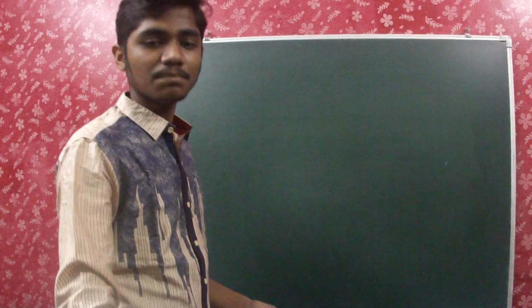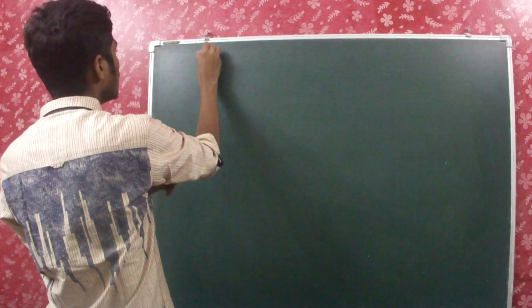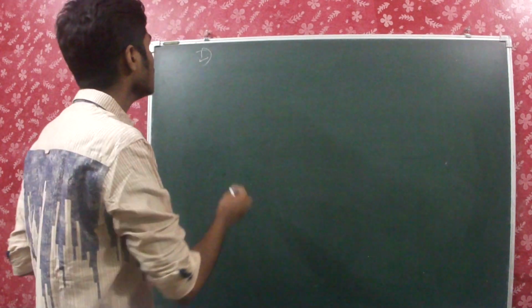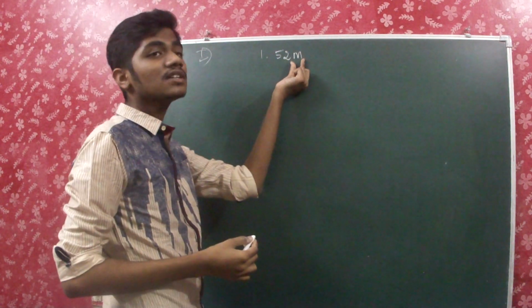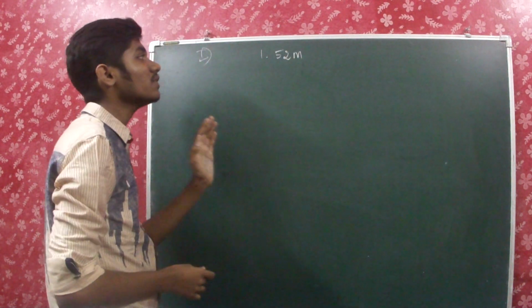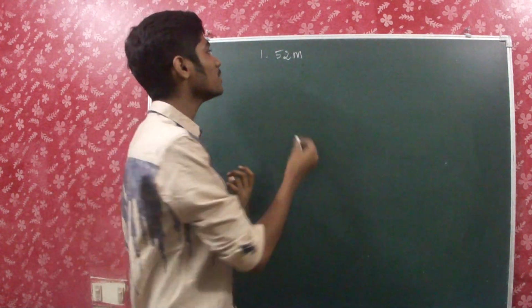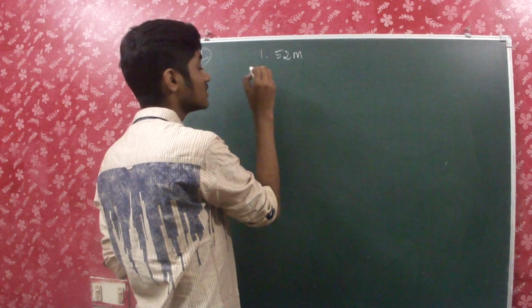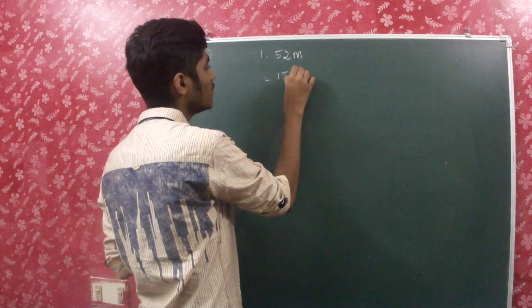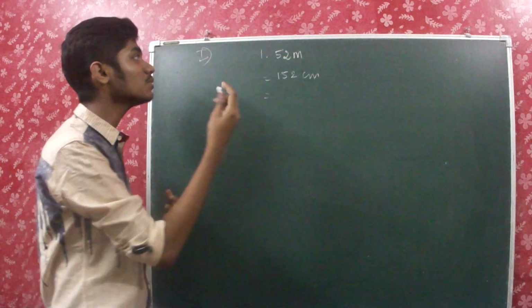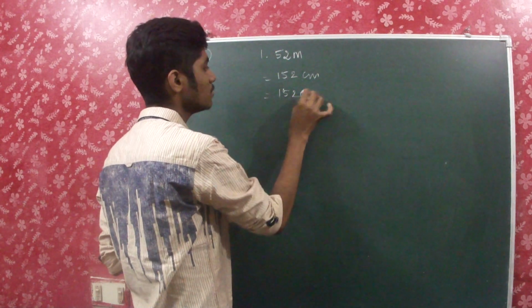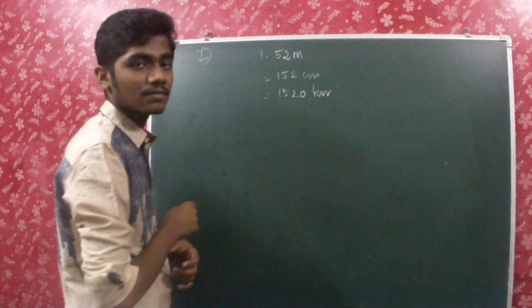So we have seen an example. The first thing which we have to learn about significant figures is the units. For example, let me take 1.52 meter. What is the unit which I have written here? Meter. When you change this into centimeter, what happens? You have to multiply it by 100, so it becomes 152 centimeter. Then when you multiply it by 1000, you will be getting millimeters.